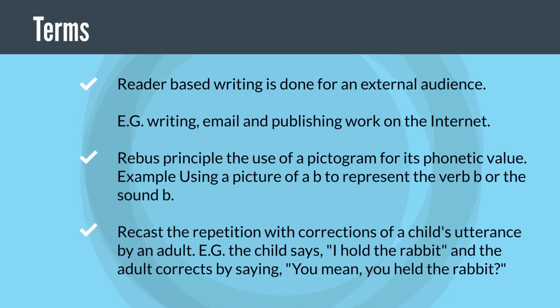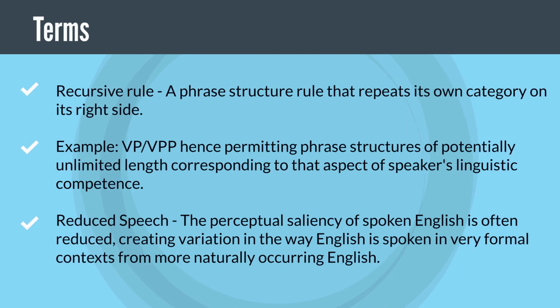Rebus principle: the use of a pictogram for its phonetic value, example, using a picture of a bee to represent the verb be or the sound, be. Recast: the repetition with corrections of a child's utterance by an adult. E.g., the child says I hold the rabbit, and the adult corrects by saying, you mean you held the rabbit?